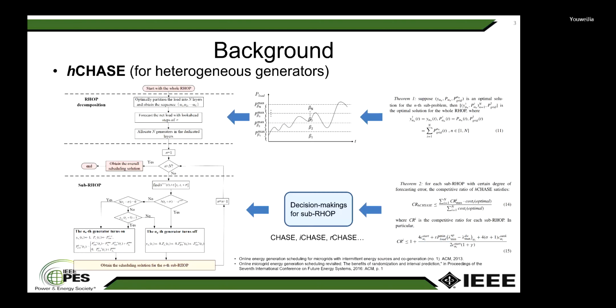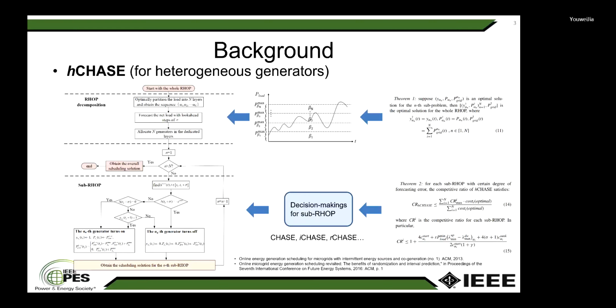In our study, we propose a new algorithm named HCHASE, which is capable of handling multiple heterogeneous generators in a microgrid. Here, the heterogeneity indicates various startup cost levels of schedulable units. This flowchart presents the essential process of the HCHASE algorithm. I'd like to clarify that HCHASE is a general extension of the CHASE algorithm.